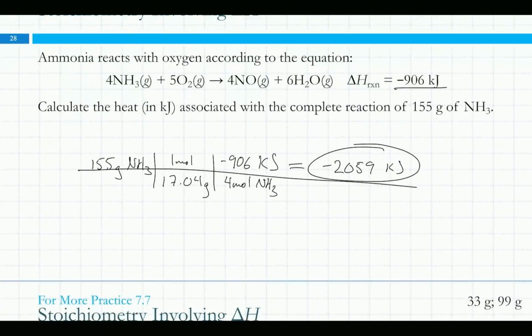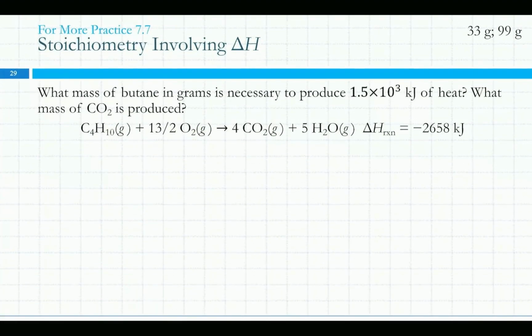The other way that it might differ is if we do this in the sort of opposite direction. So what mass of butane in grams is necessary to produce 1.5 times 10 to the 3 kilojoules of heat? I guess ultimately the first step ends up being the same. How do I relate kilojoules to moles?